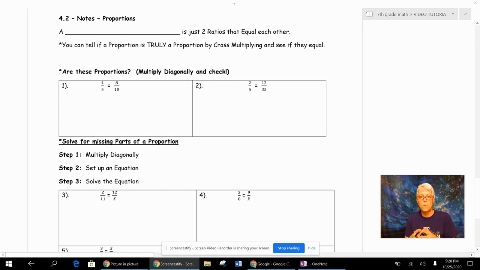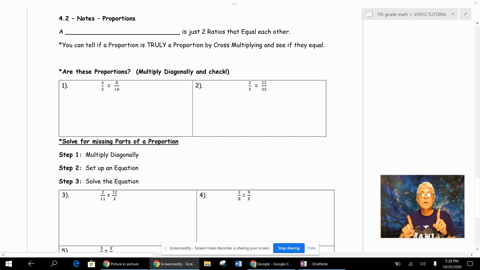Hey guys, so today we're going to start officially talking about proportions. We talked about them a little bit yesterday, but today we're going to only focus on proportions. So proportion is related to ratios. A ratio, if you remember from yesterday, is two quantities. If we compare them, it's a ratio. Now, if I have one ratio and I have another ratio, and they're equal, then they're called proportions.